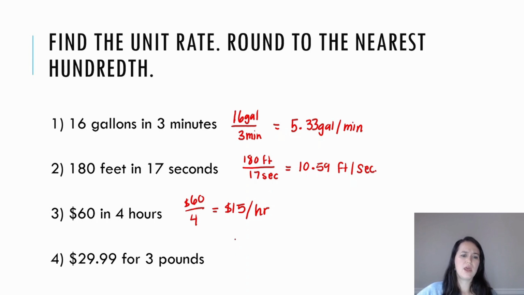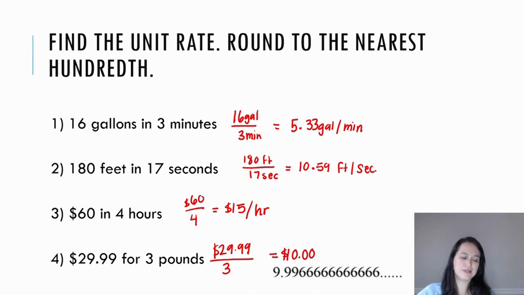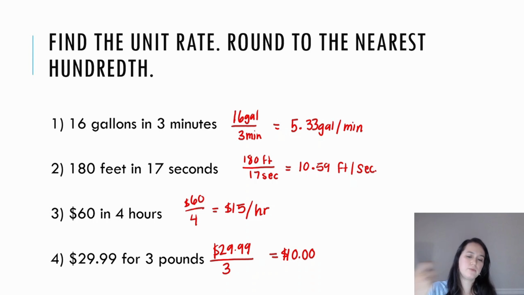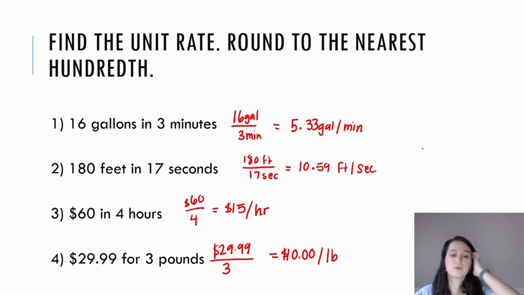The same thing. And then if you get $29.99 per, or for 3 pounds. So 3 pounds of, I don't know, we're at the grocery store again. So, $29.99 for 3 pounds is, okay, that's an interesting one. So for your rounding rules, this one's going to be $10 even, because you should get 9.99 and then 6 repeating. That 6 is going to round you up to $10 even. So there you go. Those are your unit rates there. Oh, that's per pound, sorry. Per pound. So $10 per pound for whatever that item is.